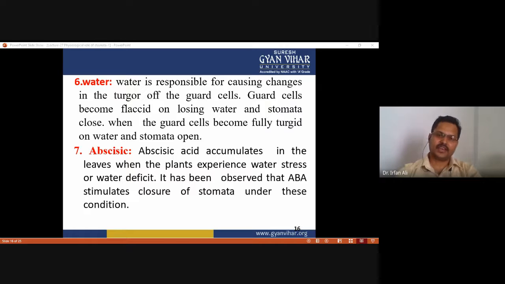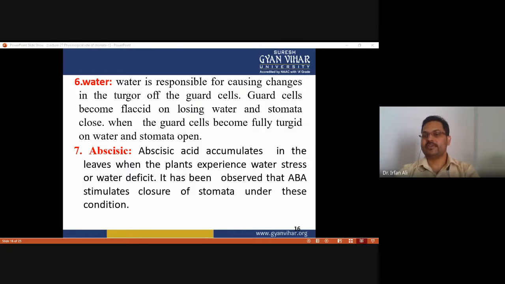And abscisic acid. Abscisic acid accumulates in the leaves when the plant experiences water stress, or water deficit. So it has been observed that abscisic acid stimulates closing of stomata. So this is a plant hormone, abscisic acid. When there is an increased concentration of the plant hormone abscisic acid, it leads to the closing of stomata.